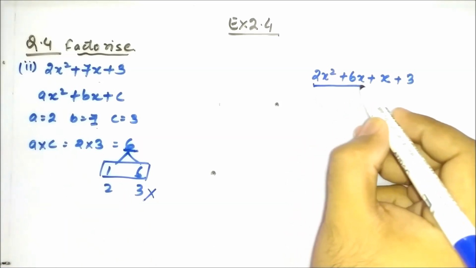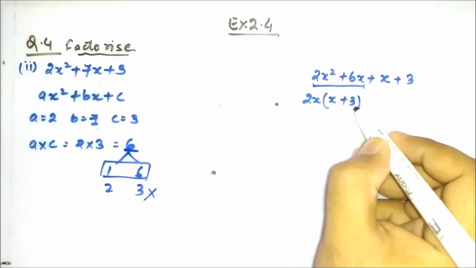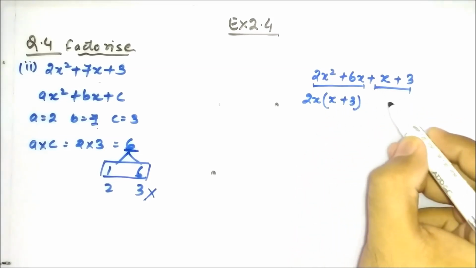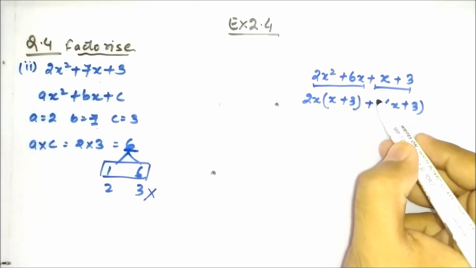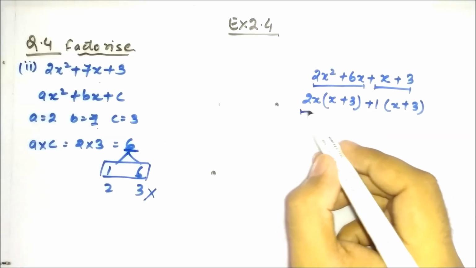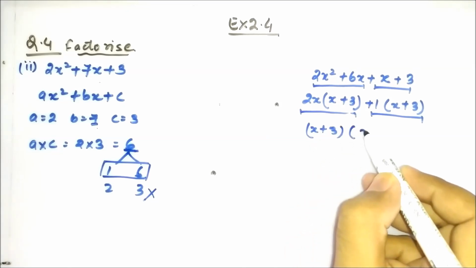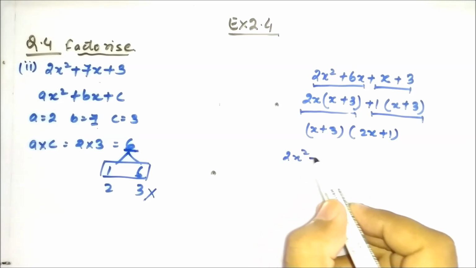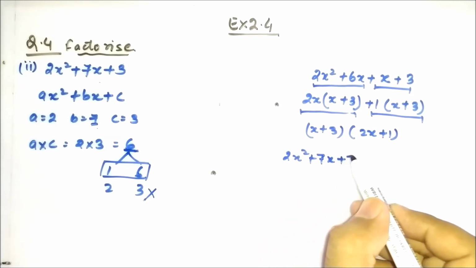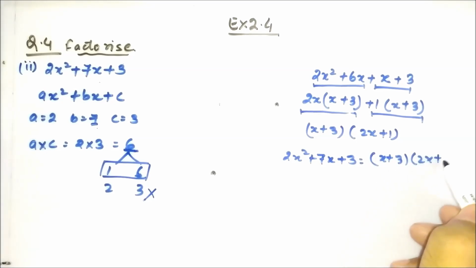Now from these two terms we can take 2x as common and we are left with x plus 3 here. And from here also, as we got x plus 3 here, in the other bracket also we need x plus 3. So what we have taken out, we have taken plus 1 out. Now from this term and this term, we'll take x plus 3 as common and we are left with 2x plus 1. So we can say that this quadratic polynomial 2x square plus 7x plus 3 is factorized as x plus 3 and 2x plus 1. So this will be the answer of the second part.